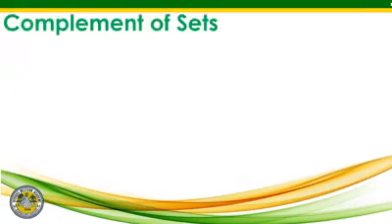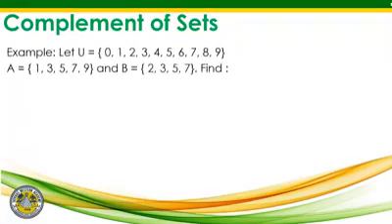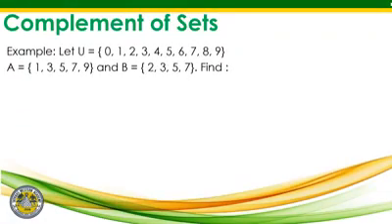Okay, class, let us have the complement of sets. But remember that when we say complement of sets, these are the elements which belong to the universal set but do not belong to set A. For example, we have the universal set consisting of 0, 1, 2, 3, 4, 5, 6, 7, 8, and 9, while set A consists of 1, 3, 5, 7, and 9, and set B consists of 2, 3, 5, and 7.